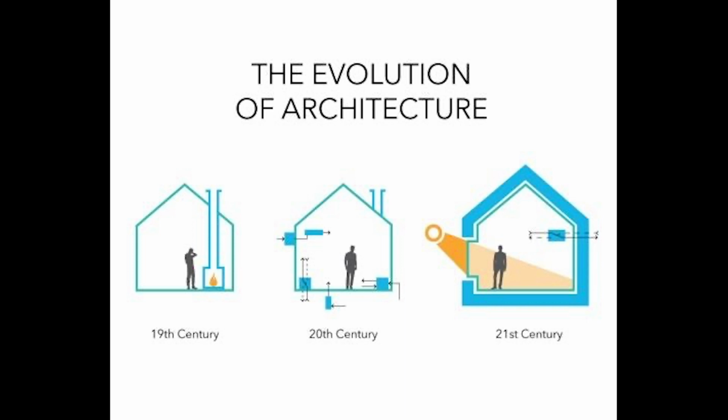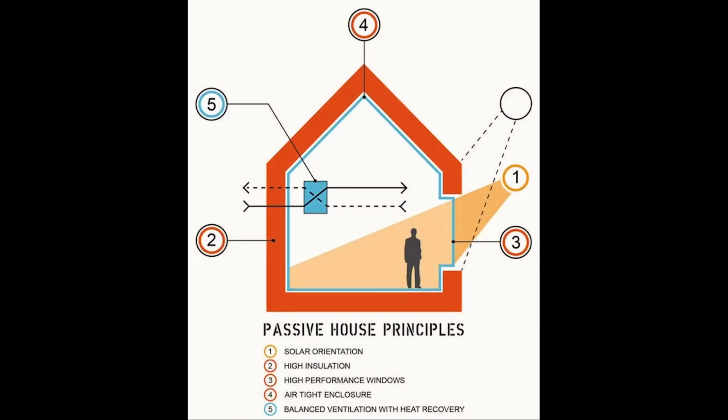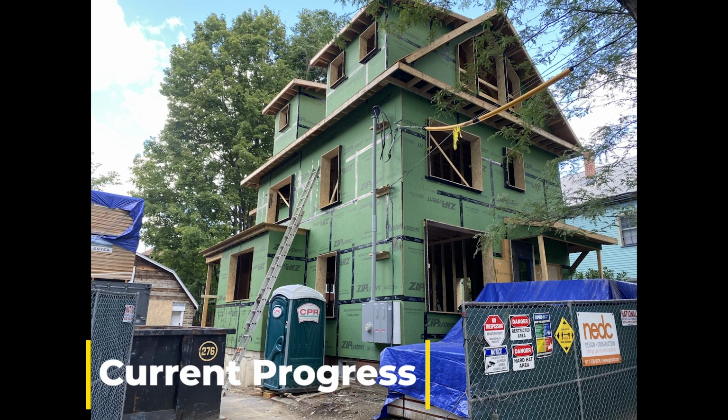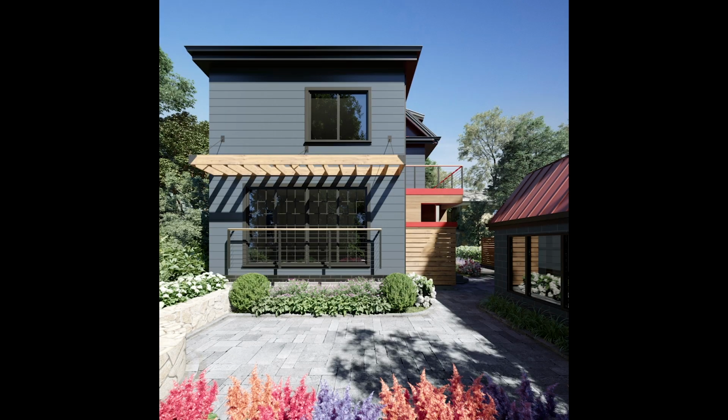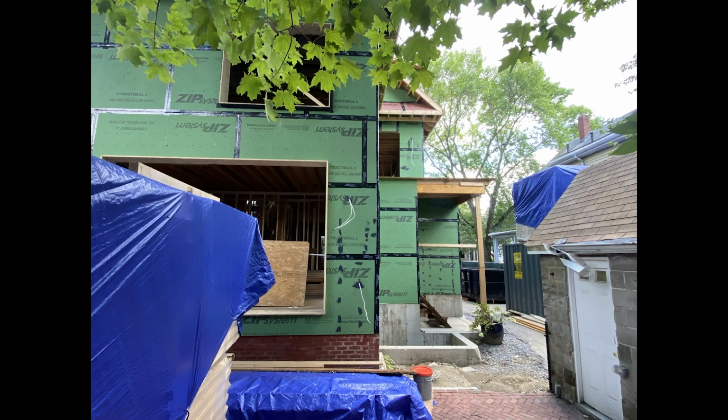And just to back up and go over the evolution of buildings, you have buildings heated by fire, then mechanical means, and now passive homes get their name from the fact that they are heated passively. And there's 5 main ways in which that is achieved. And we're going to show you that with the use of this project. This is what the project will look like. This is where it's at now.